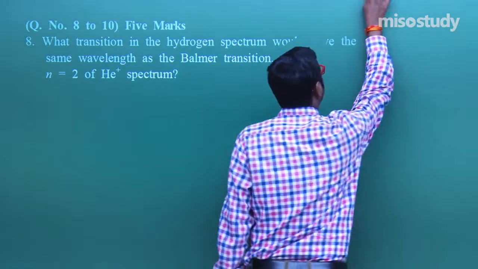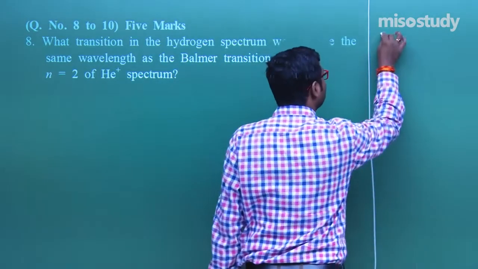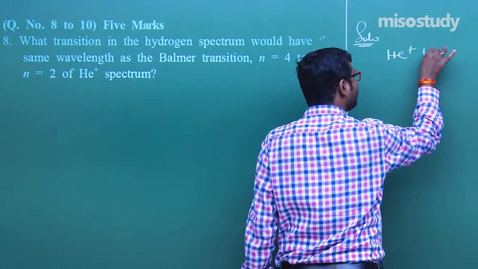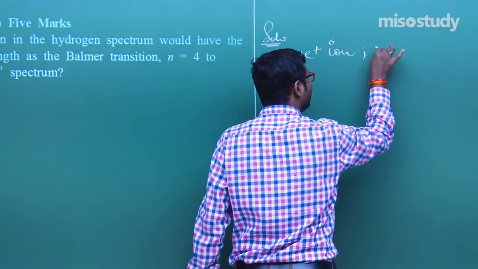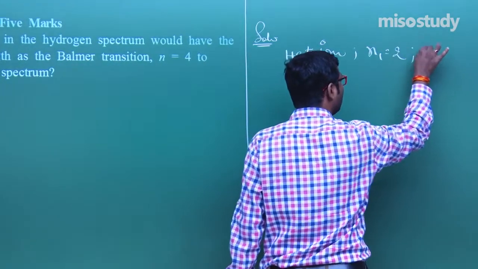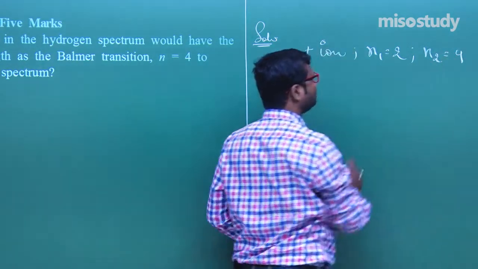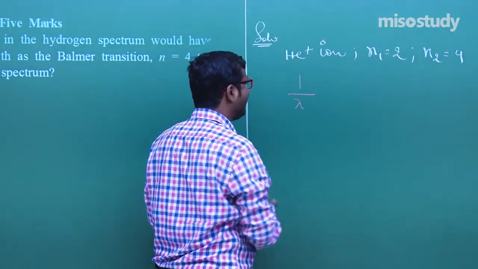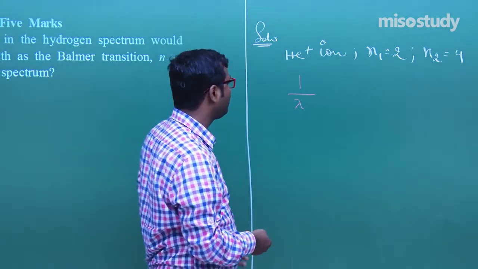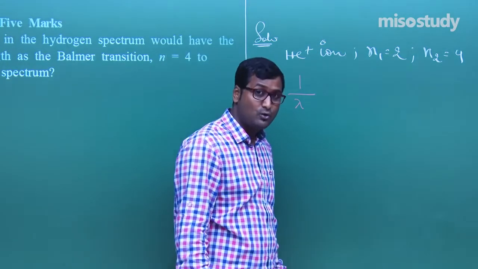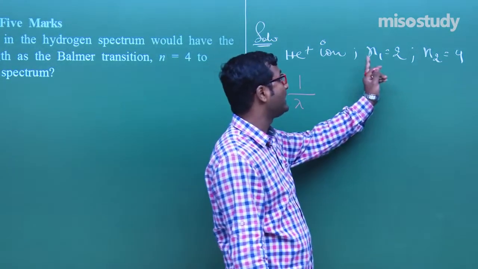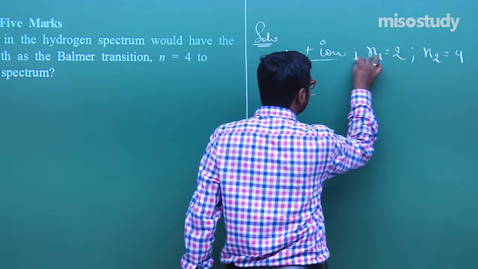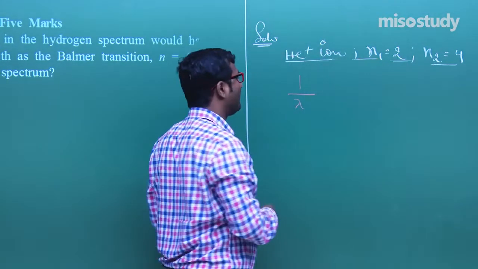That means to say, it is given here that for helium plus ion, n1 is equal to 2, that is the Balmer series, and n2 is equal to 4. And in this case, the value of wavelength will be exactly equal to the wavelength of the hydrogen atom transition. And the question is which transition? That is, we need to find n1 and n2.